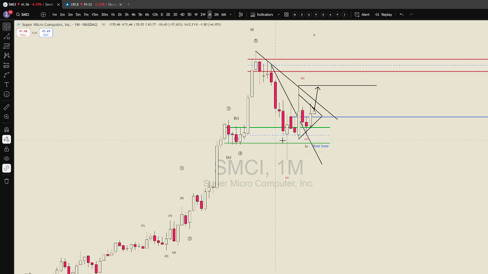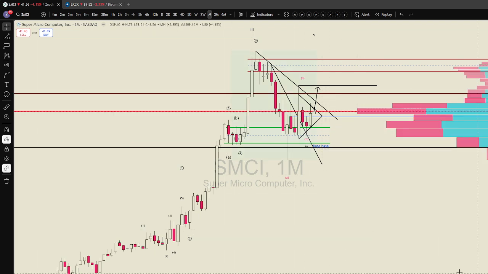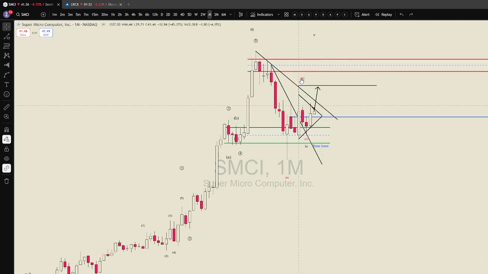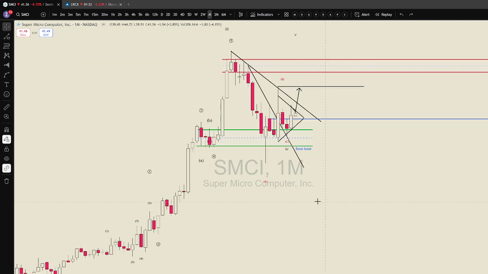That means there is a huge buyer sitting in this zone that can propel this to the upside. Again, we're basing over here. So that was my theory for taking SMCI on the share side, because it has been basing, so it will take a while to play out.